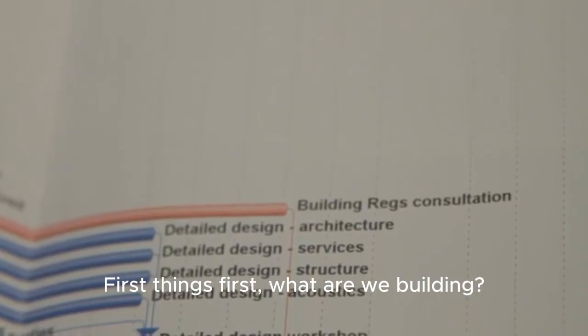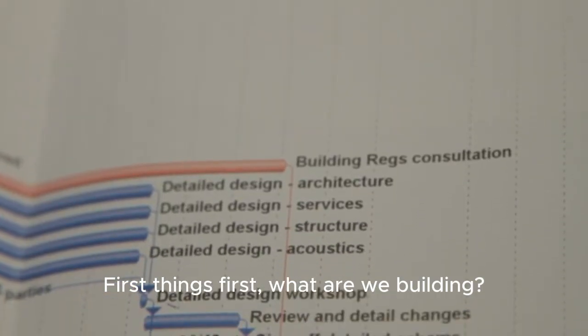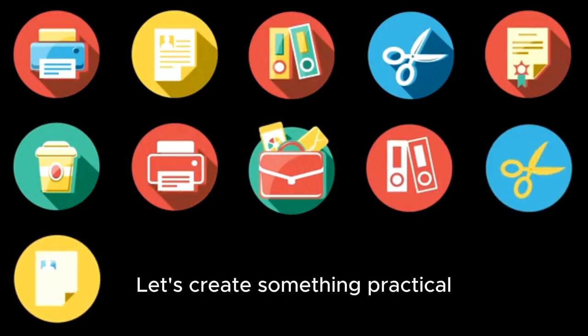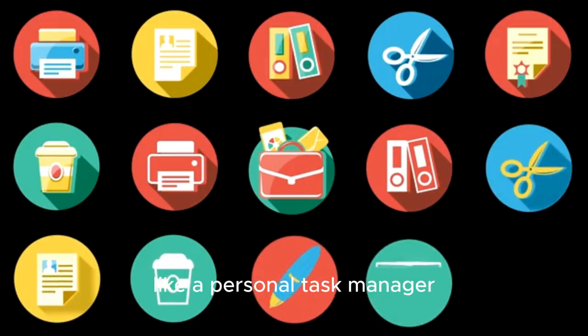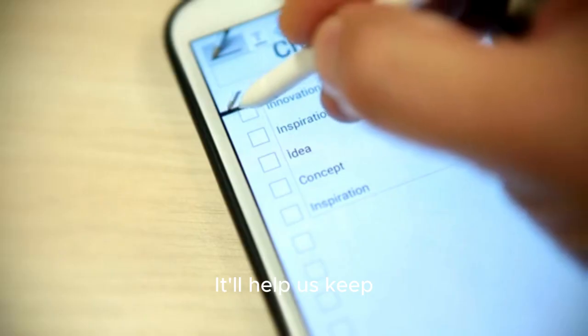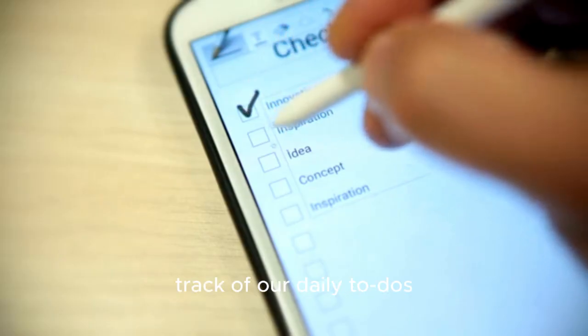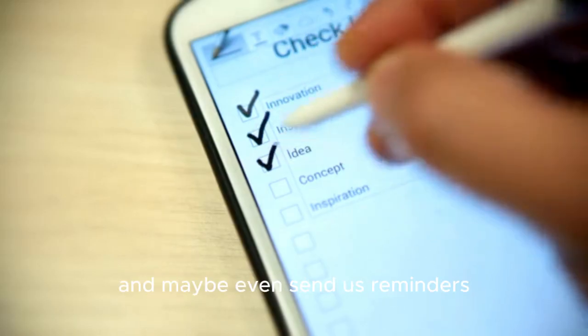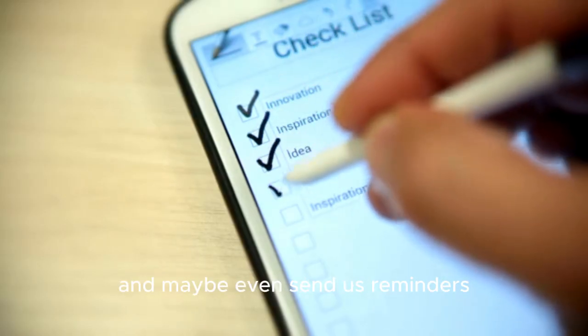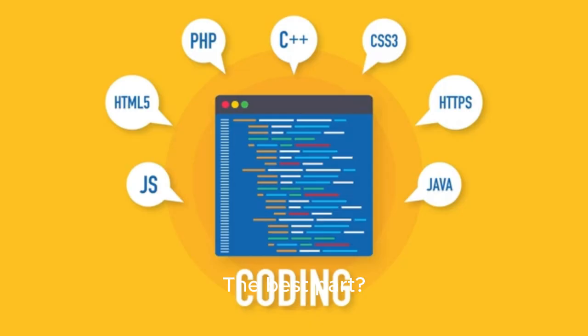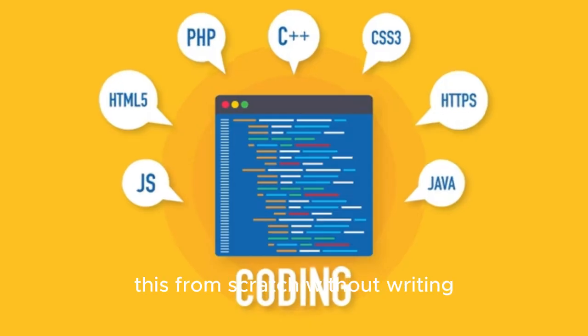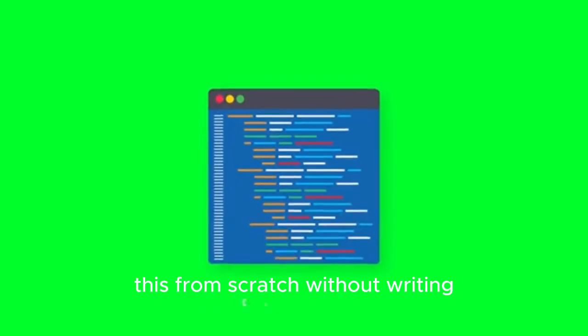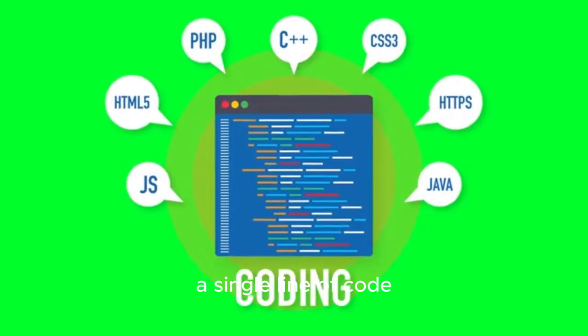First things first, what are we building? Let's create something practical, like a personal task manager. It'll help us keep track of our daily to-dos, set priorities, and maybe even send us reminders. The best part, we're going to build this from scratch without writing a single line of code.